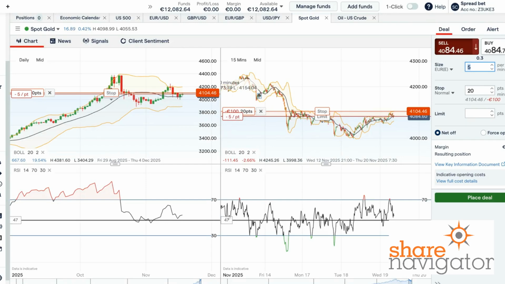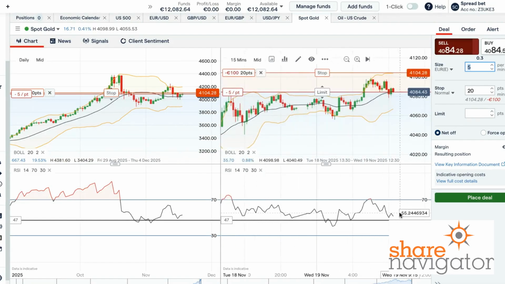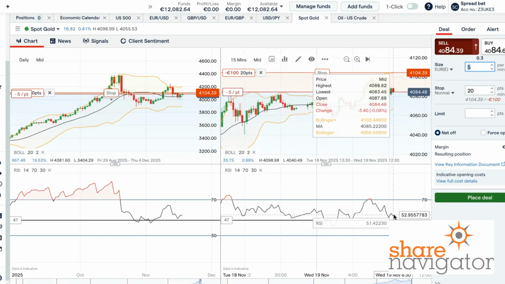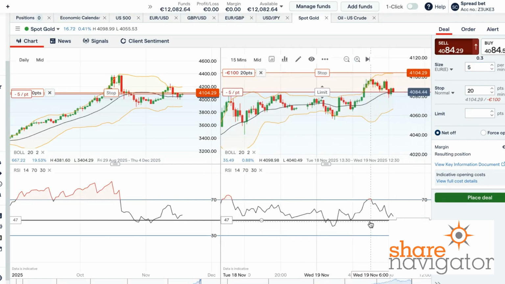Now we're looking at our 15-minute chart here. RSI, you can see, is at 52 at this minute in time. I put in a little line here, I can easily take that out. I'll just get rid of the line. So if gold gets above 70 again, we'll repeat the trade, and if it goes below 30.